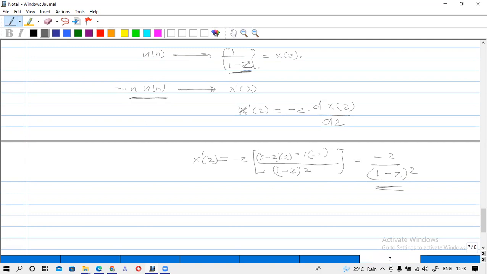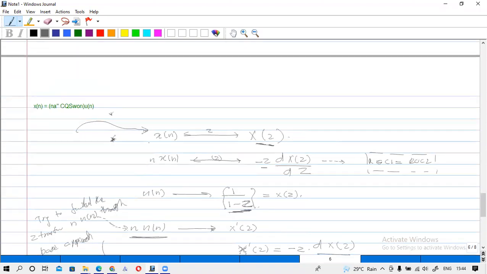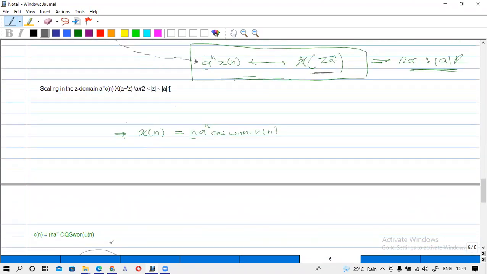As a home exercise, try to find the Z transform for n u[n] using the basic approach. I think sometime we may have found this. Then you can compare the results. So this result we get from this differentiation property.